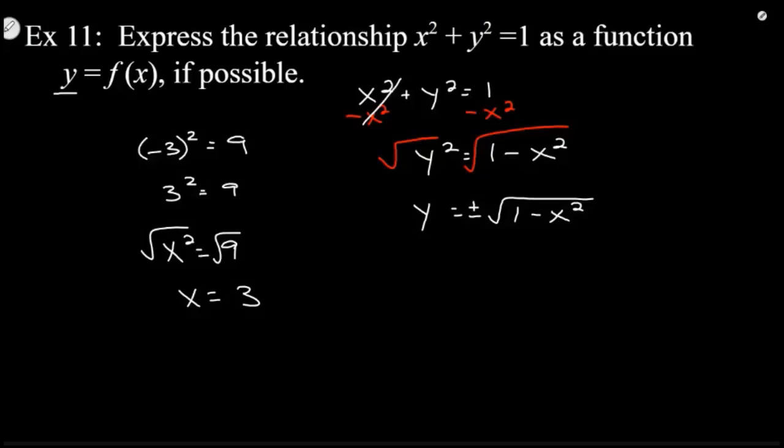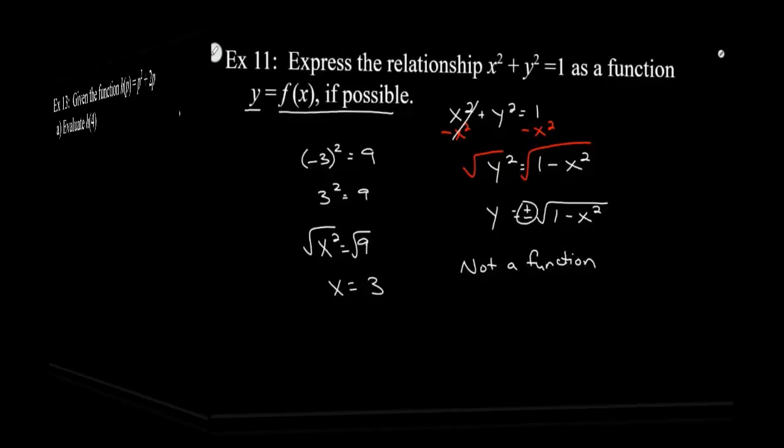What that means is this plus or minus tells us this is not a function. So when it says if possible, this one is, you just have to say it's not a function. So it's not possible. Because for every input, you're going to get a positive and a negative answer as an output. So that's why that plus or minus makes it not a function.